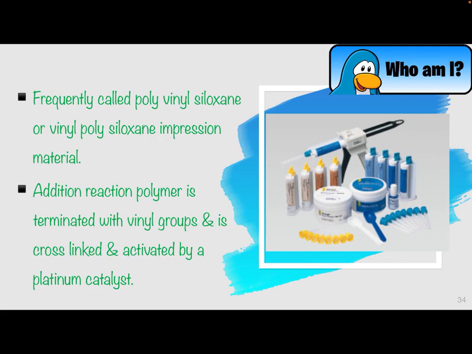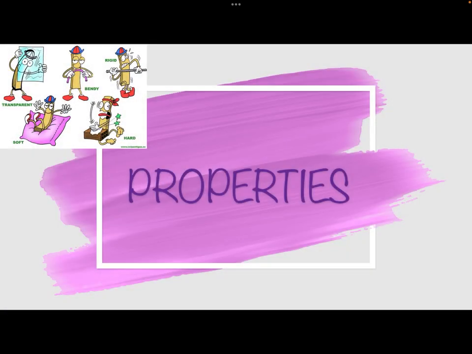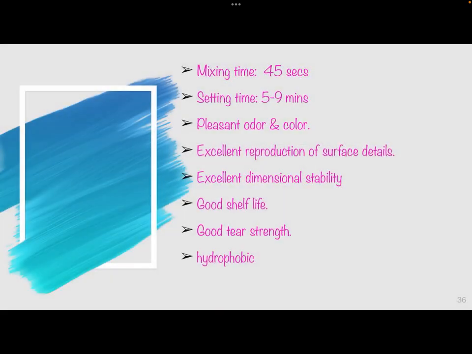Addition reaction polymerization is the chemical reaction, terminated with vinyl groups, cross-linked and actuated by a platinum catalyst. The properties of the most desired material are a mixing time of roughly 45 seconds, a setting time of 5 to 9 minutes, and a pleasant odor and color.